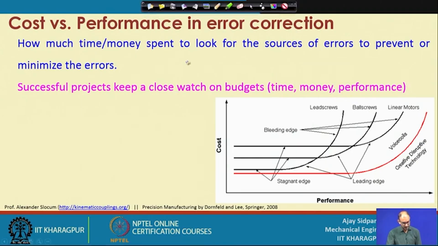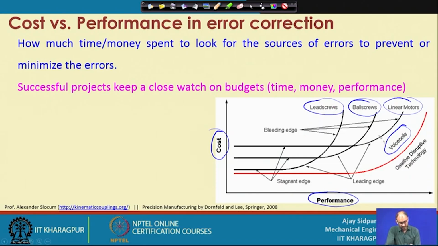So, this is one of the examples. Here, see, this is one example given in terms of the components: the lead screw, the ball screw, the linear motor, and the voice coil motor, and the graph is performance versus cost. Whenever you are utilizing one particular technology, consider that the lead screw is very old in comparison with the other three technologies. So let us start with the lead screw. If you see, the lead screw has one particular stagnant edge. This is called the stagnant edge. What is this stagnant edge?